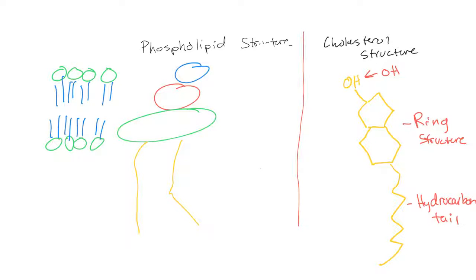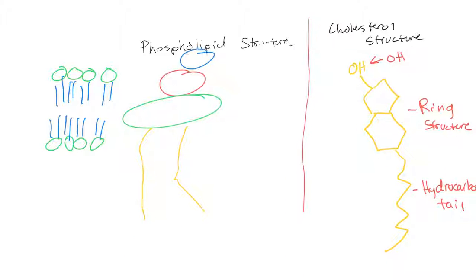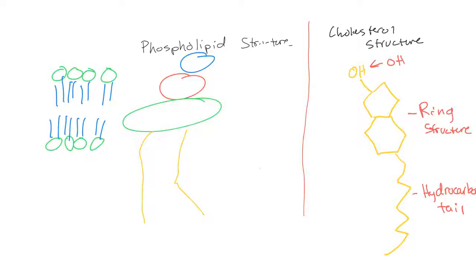All right, so how do you think cholesterol would fit next to the phospholipid? If you were to draw the cholesterol next to the phospholipid, how would it line up? How would it arrange? What kind of forces might help bond it within it? Would its hydrocarbons be opposite? Yes.